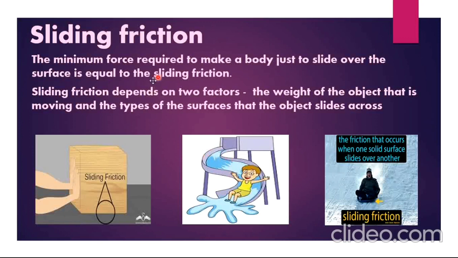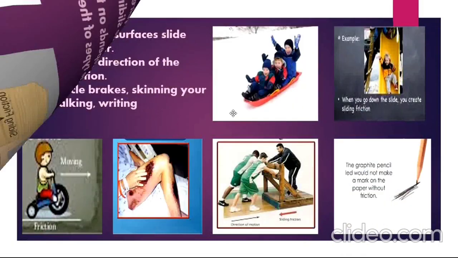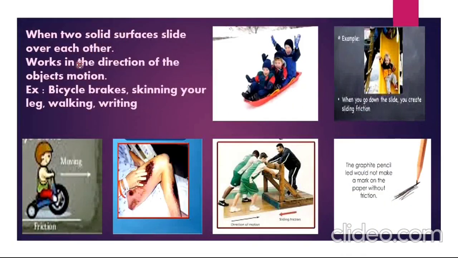So it is the minimum force required to make a body just slide over the surface, and it is called sliding friction. It depends upon two factors: the weight of the object and the type of the surface. When two solid surfaces slide over each other, we can observe sliding friction.